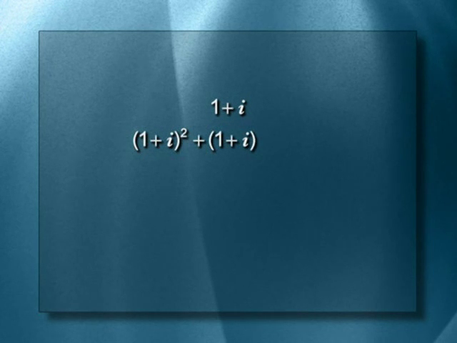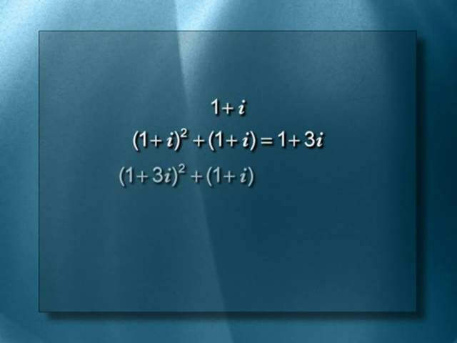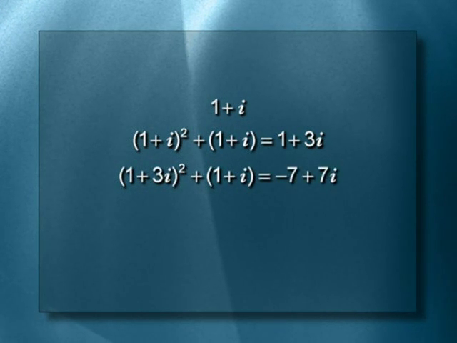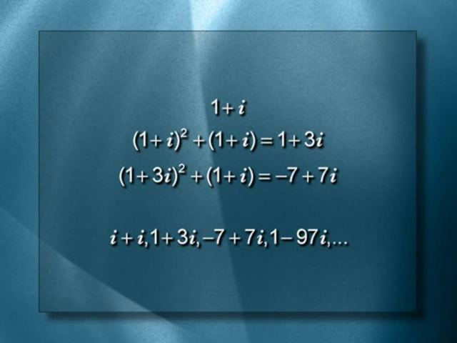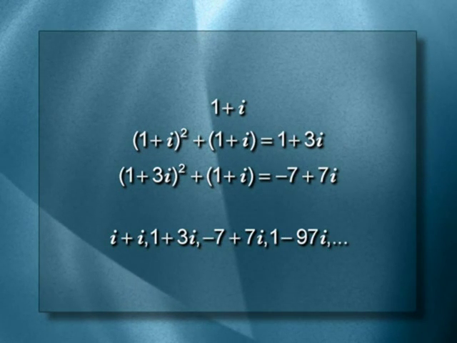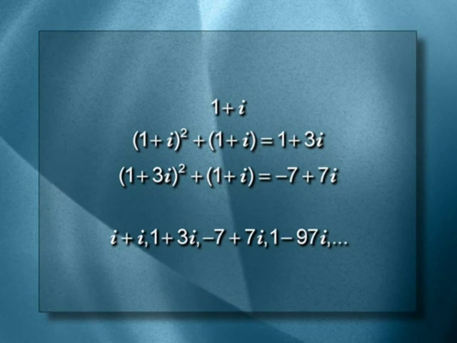And if you work that out, you get 1 plus 3i. You take that number, 1 plus 3i, you square it, and add 1 plus i. Trust me, when you do that, you get minus 7 plus 7i. Got a little bit bigger, didn't it? The next term turns out to be 1 minus 97i. I don't recommend that you actually do that computation. Trust me, that's what it is.